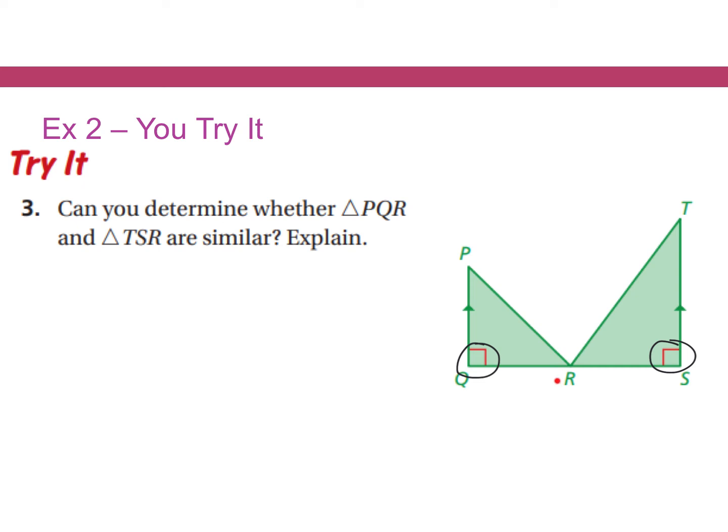Okay, so I have TR here, and I don't know what this angle T is. Likewise, I have a segment PQ and another transversal, but I don't know if PR is being cut at the same angle that TR is. So I can't compare P and T directly, and I'm also not given any information on angle R on either one of these triangles. Therefore, I can't conclude that there is enough information to say that these two triangles are similar. So I'm going to say no, they are not similar.